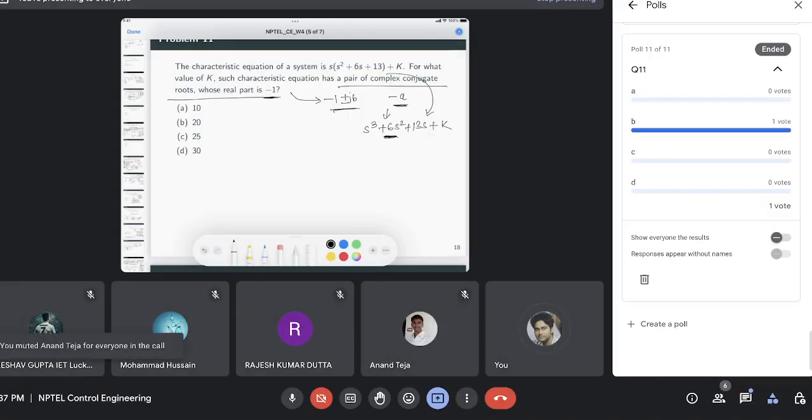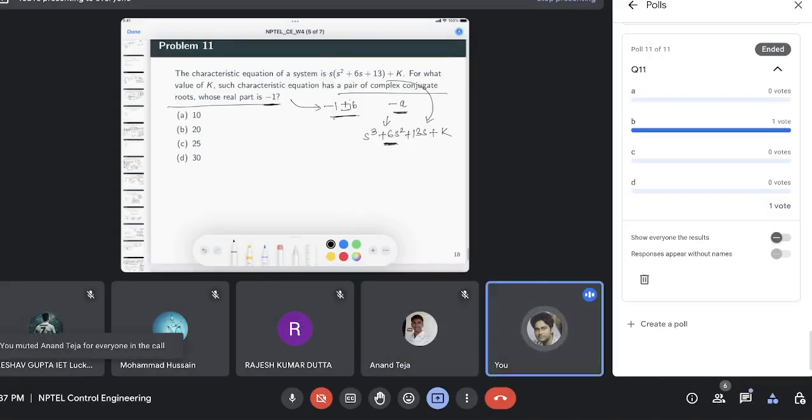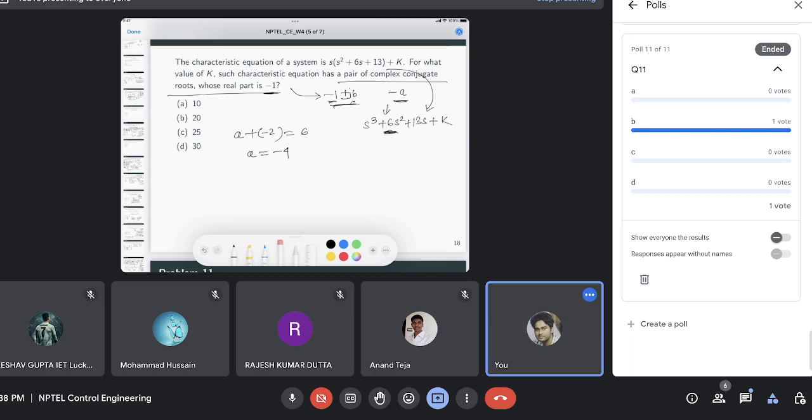So the summation of the three poles will be what? -6 then. So that means the summation of this will be what? -2, right? So -2, and plus and minus jb will cancel, right? So it will be equal to 6. So you can find a to be what? 4, right? Okay, so a will be 4, and the third pole is -4.